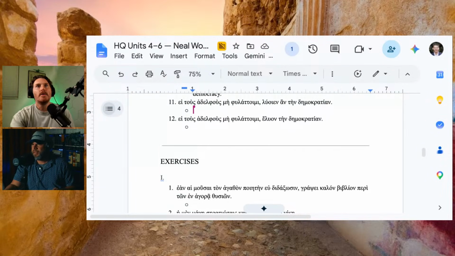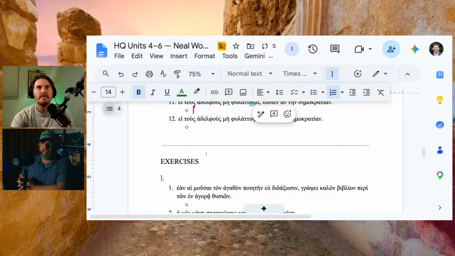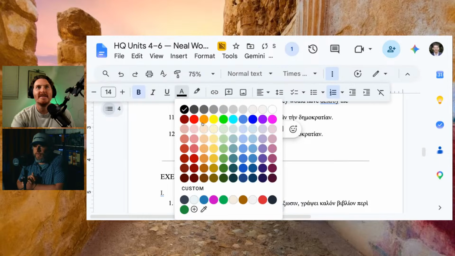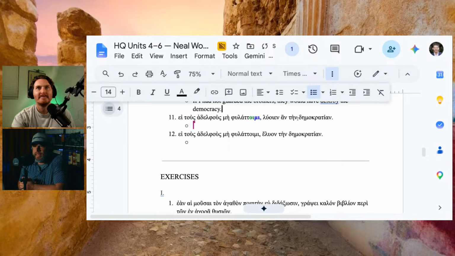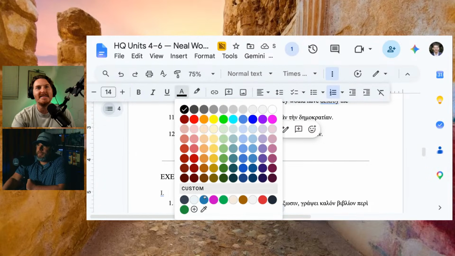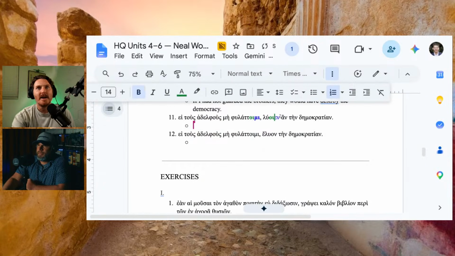Let's see. So here we have some weirdness. All right, let me try reading it first. Tous adelphous me phulatoimi, luoien an ten demokratian. So I'm doing this little suffix here in green. Technically this is the ending, but I'm differentiating between the endings that you're used to and these clues right here.